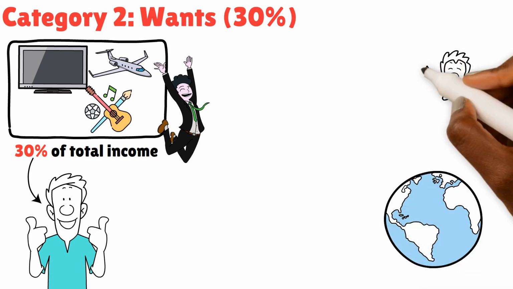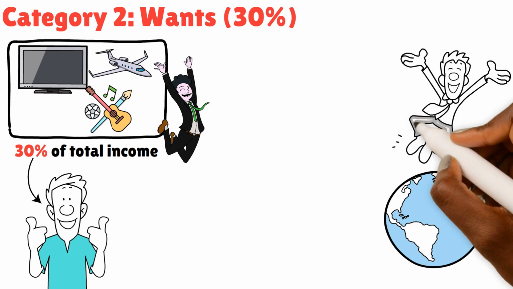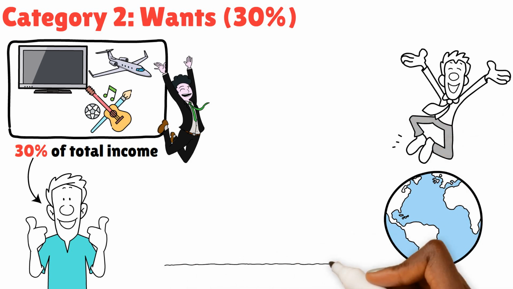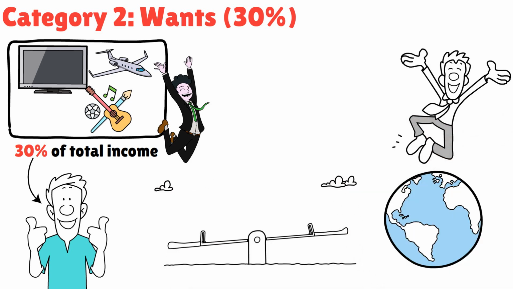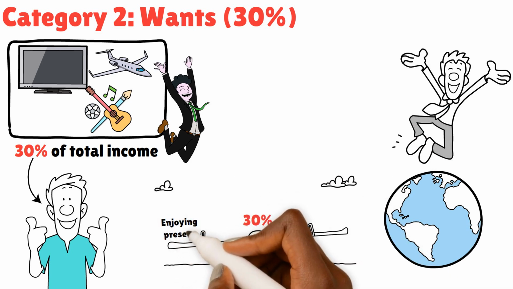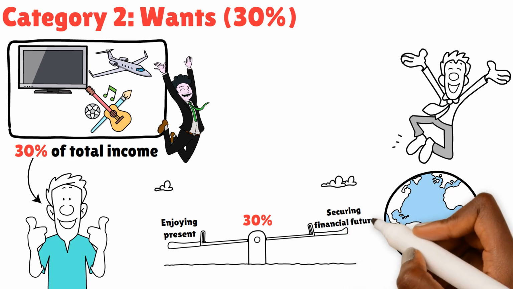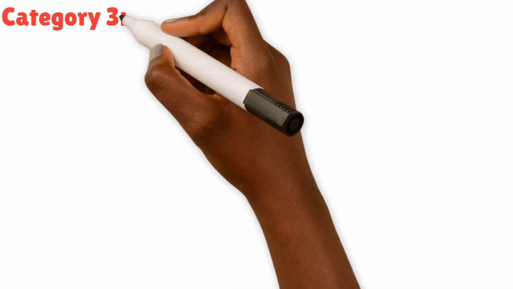Life is short, so even while you're striving for financial freedom, have as much fun as you responsibly can. The idea here is that 30% should allow you to strike a healthy balance between enjoying the present and securing your financial future. Category 3, savings.